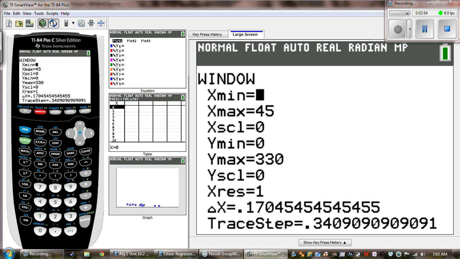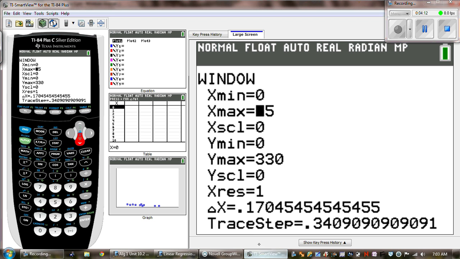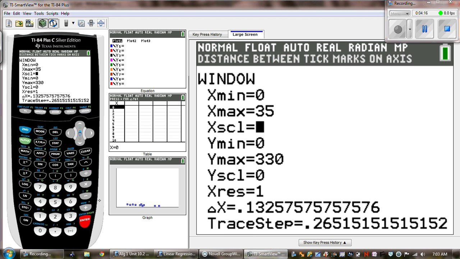For the x-max, we're going to come back to this. What's the highest number for x? I think it's 31. So I want to go just a couple higher than that. Instead of 31, I'm going to make it 35.